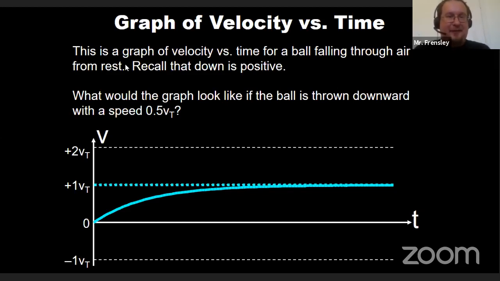This is a graph of velocity versus time for a ball falling through the air from rest. Recall that we are treating down as positive. What would this graph look like if the ball were thrown downward with an initial speed that's half its terminal velocity?